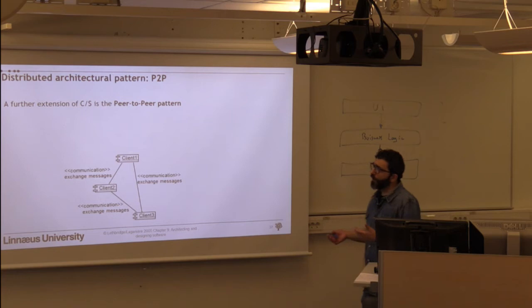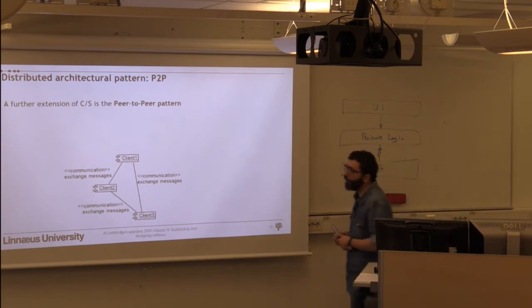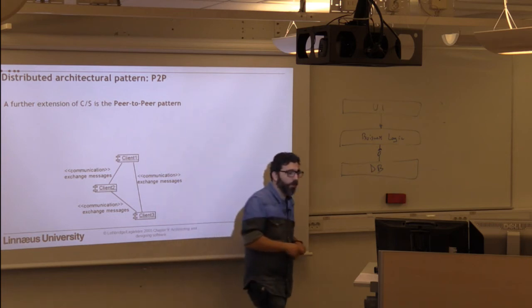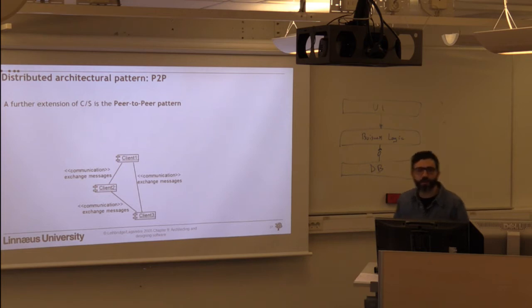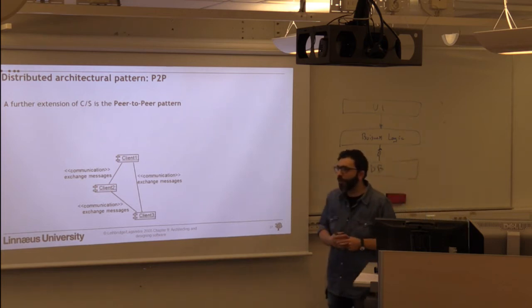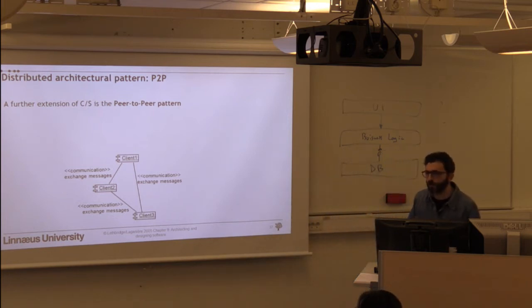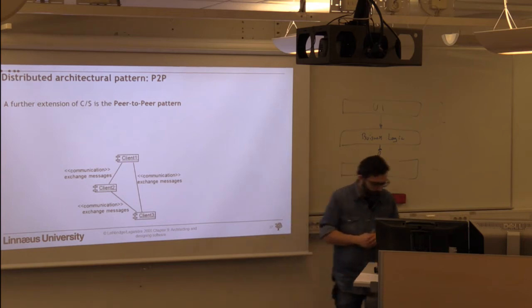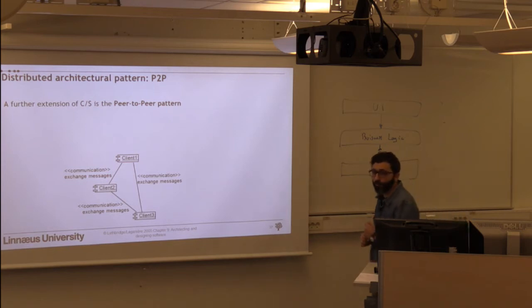This client-server architecture can be further extended into a peer-to-peer system. You might have used a peer-to-peer system to download movies or music from the internet. Good examples are BitTorrent, and there are many others. For example, one of the first was Napster, but there are also eMule, and so on and so forth. Many different peer-to-peer systems.